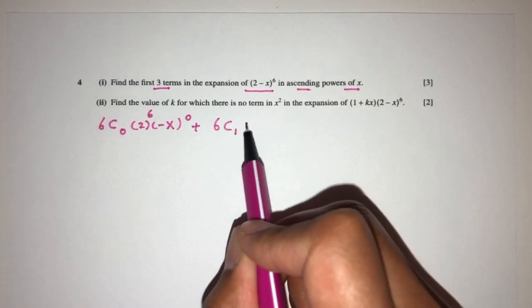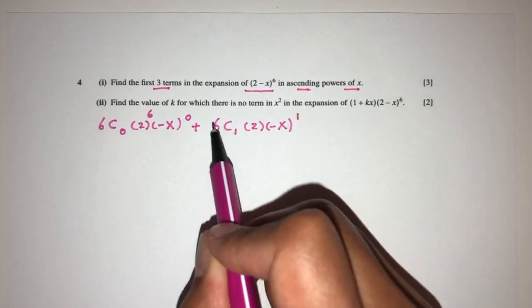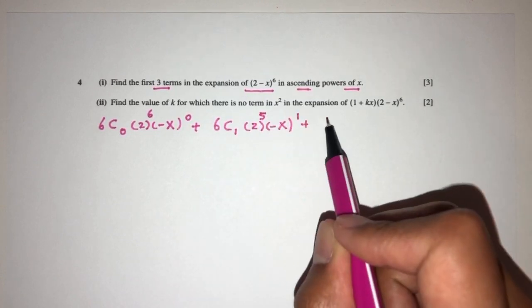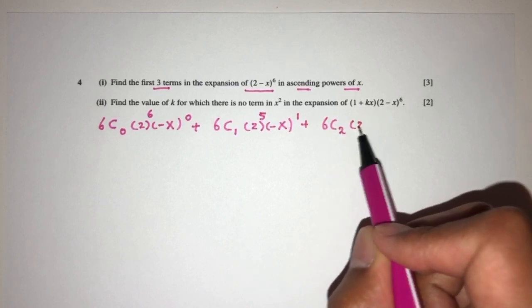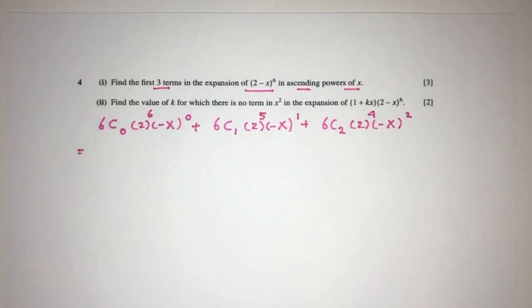6 choose 1. That'll be 2 minus x. We have 1 here. That'll have to be 1 here. 6 minus 1 is 5. And then third term, 6 choose 2. That'll have 2 here minus x, that'll be 2 squared here and 4 here. So let's see what do we have.